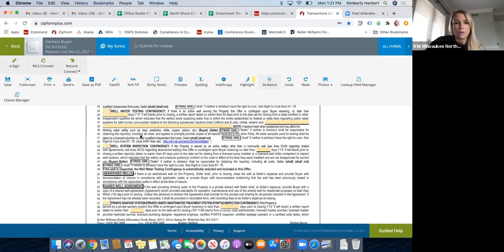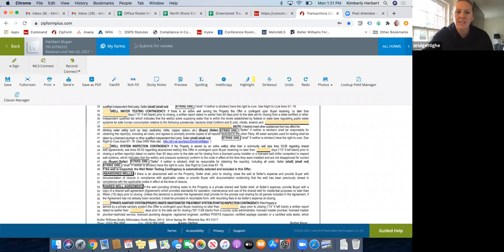Is the well and septic information usually in the MLS listing? Is that something you should always ask the listing agent?